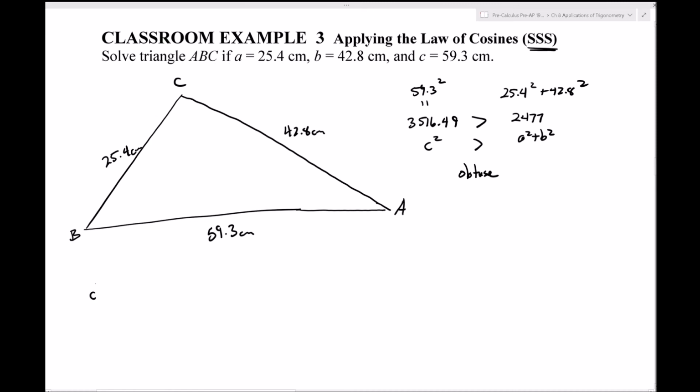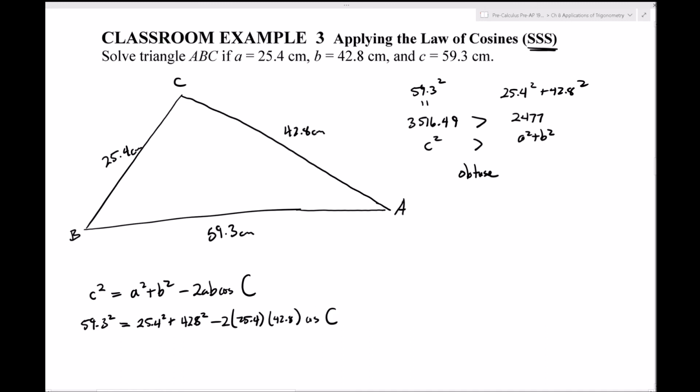So c squared is equal to a squared plus b squared minus 2ab cosine big C. And big C is what we're going to solve for. So little c squared, 59.3 squared. Little a squared, 25.4 squared. Little b squared, 42.8 squared, minus 2 times 25.4, 42.8, cosine of C, which is a variable right now. So I don't know what C is, so I have to solve for C. This is going to be a little tough.